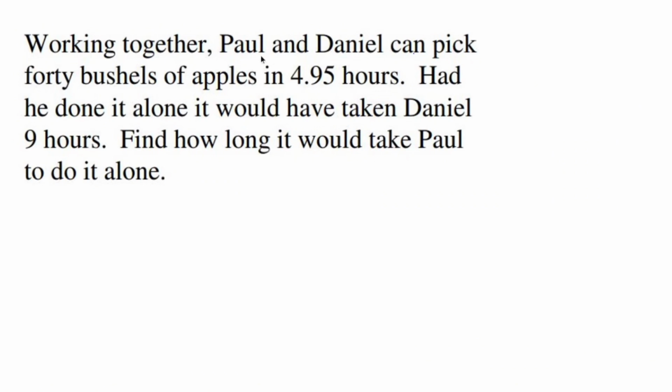Working together, Paul and Daniel can pick 40 bushels of apples in 4.95 hours. Had he done it all alone, it would have taken Daniel 9 hours. Find how long it would take Paul to do it alone. So what you're going to do is you have Paul, you have Daniel, back at it again with the white vans, and you have together.